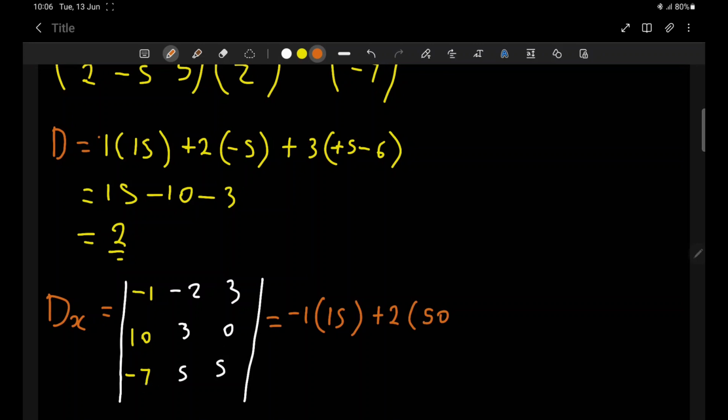-7 by 0, it's 0, so we just maintain it. Then we have a positive, so a 3 there. So we hold this column and this one here. So 10 by 5 is 50. And then -7 by 3, that is -21, so it will be +21 there.